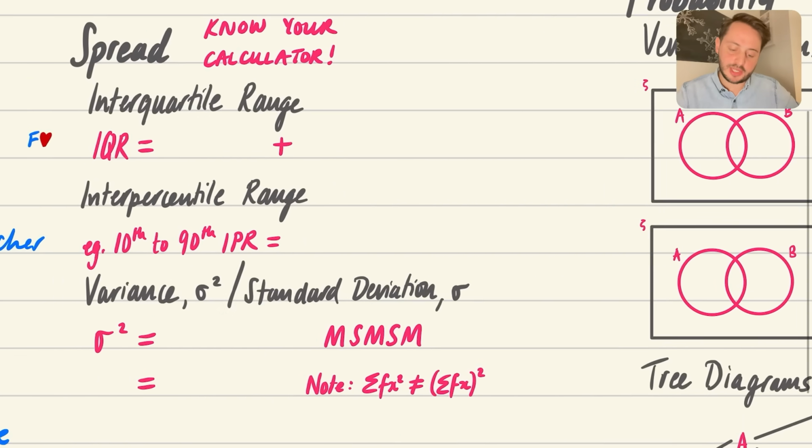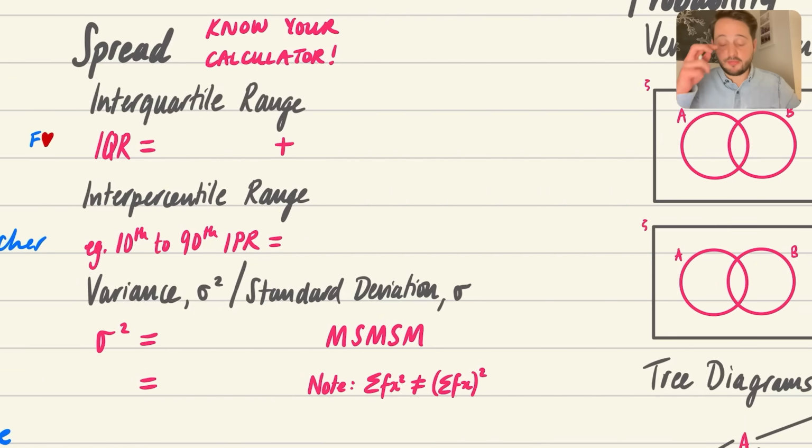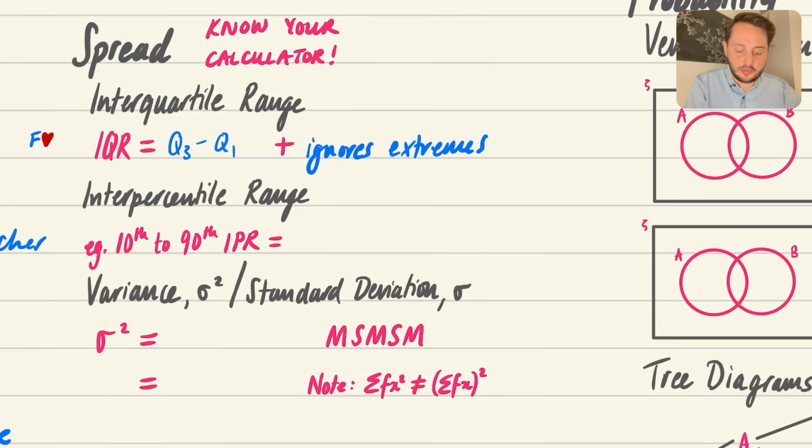Okay, we're going to now move on to have a look at spread. Again, you really need to know what your calculator is. I've put a little F with a heart here. This comes in the formula book. The heart says you should try and learn this off by heart. So the interquartile range is just Q3 minus Q1. And I've put here a plus: the advantage of this is that it ignores extremes. The interpercentile range, they might ask for the 10th to 90th interpercentile range. This is just going to be P90 minus P10. They can give you different percentages for that.